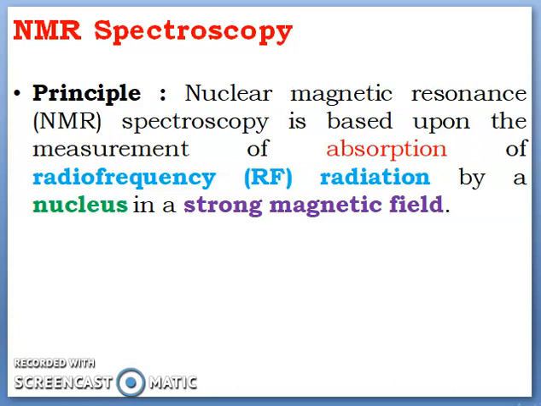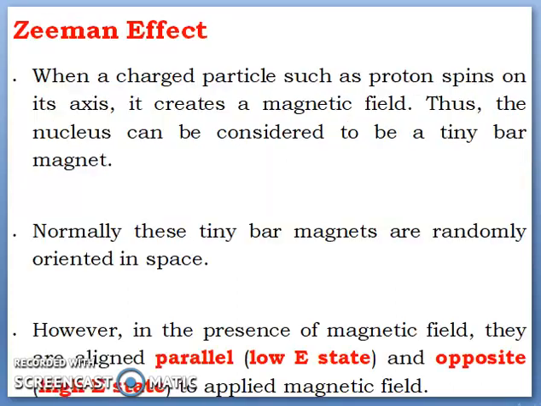And now let me state the principle of NMR spectroscopy, which is based upon the measurement of absorption of radio frequency radiation by a nucleus in a strong magnetic field. Now the question is, what does this magnetic field do in the nucleus? This was studied by Zeeman, hence it is named the Zeeman effect.